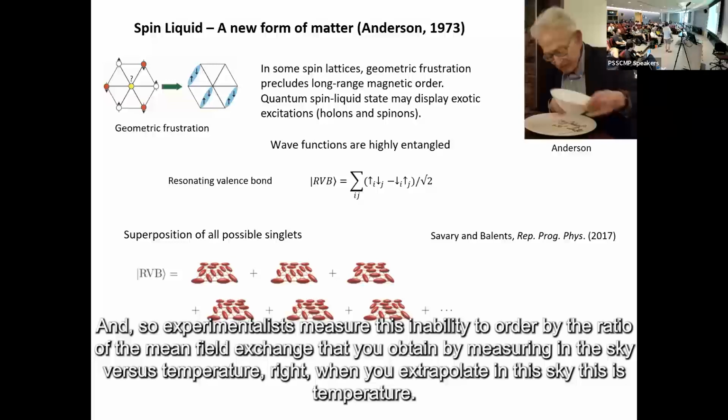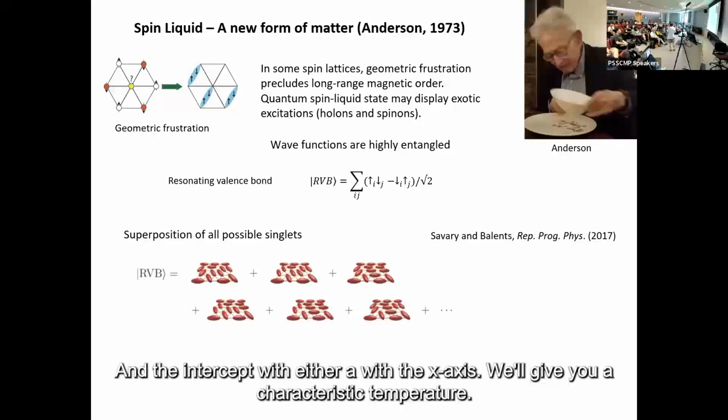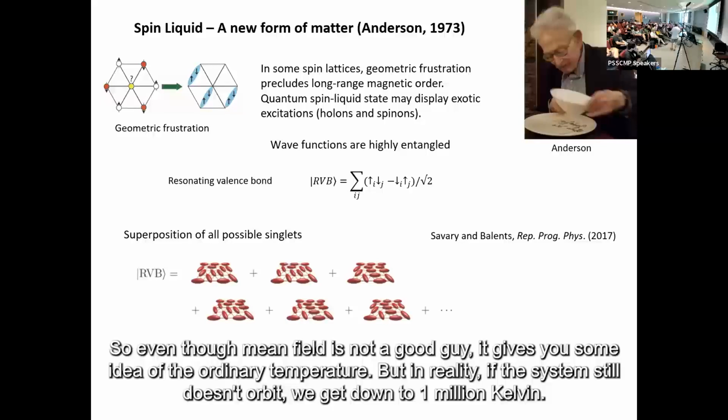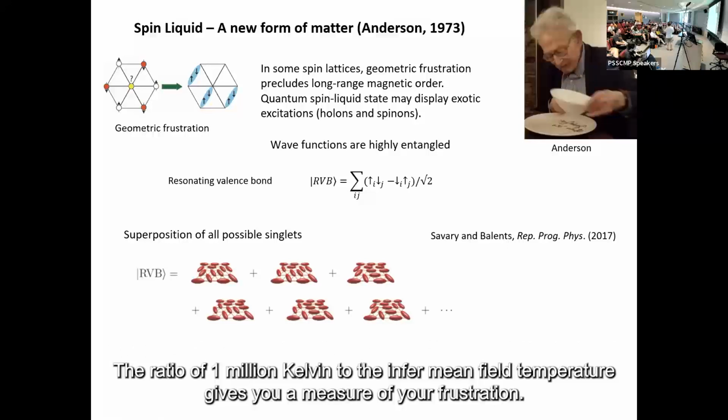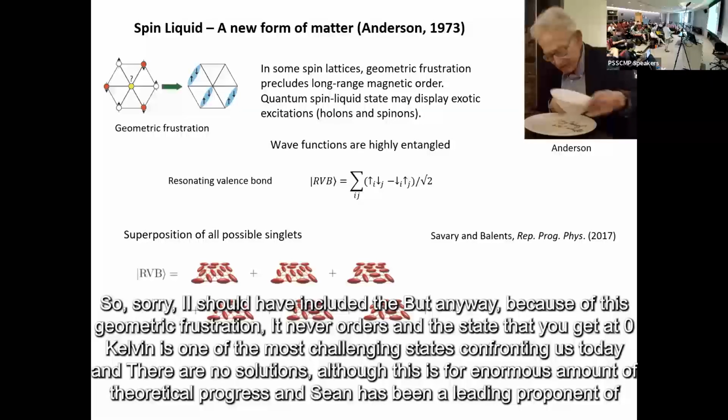And so experimentalists measure this inability to order by the ratio of the mean field exchange that you obtain by measuring inverse chi versus temperature, right? When you extrapolate inverse chi versus temperature, the intercept with the x-axis will give you a characteristic temperature. So even though mean field is not a good guide, it gives you some idea of the ordering temperature. But in reality, if the system still doesn't order when you get down to 1 millikelvin, the ratio of 1 millikelvin to the inferred mean field temperature gives you a measure of the frustration. So, sorry, I should have included a slide on that.